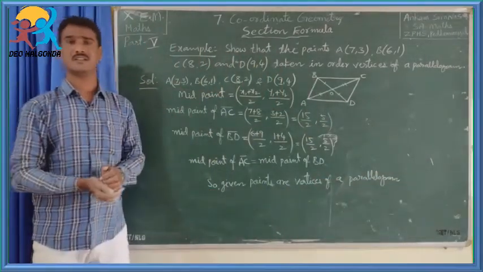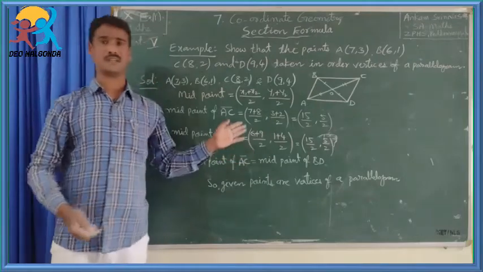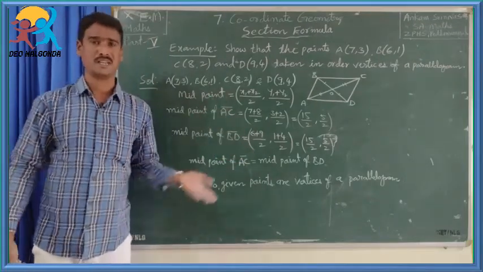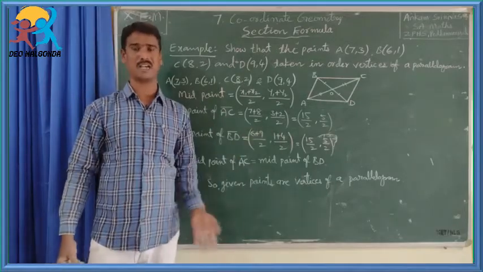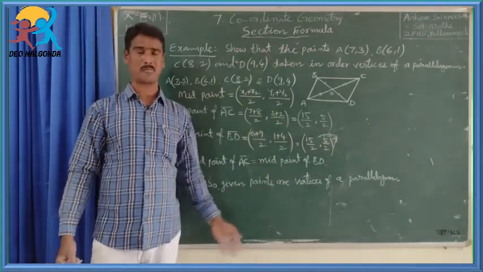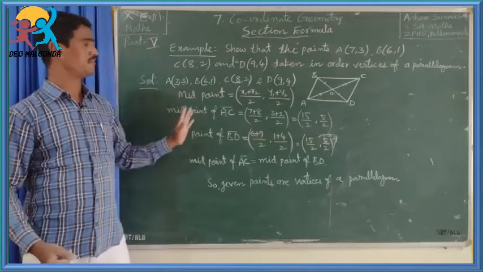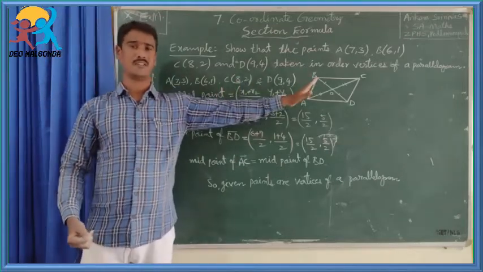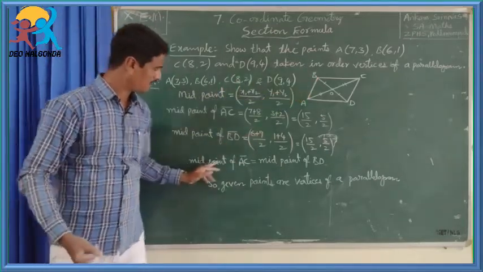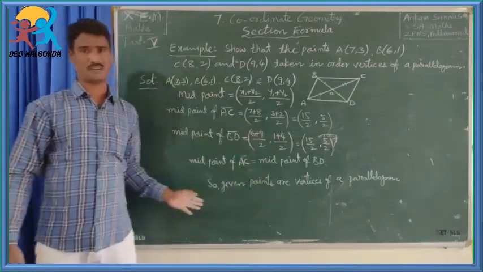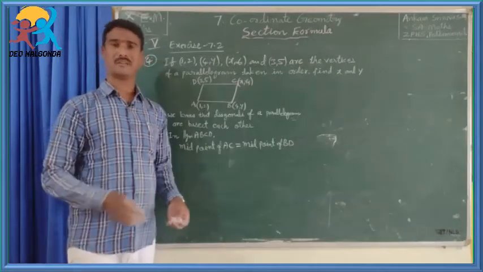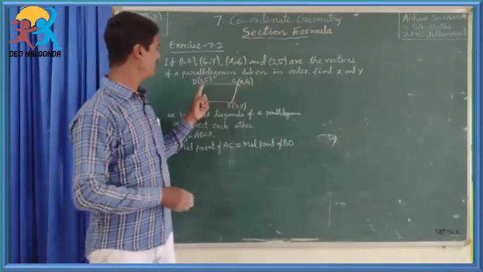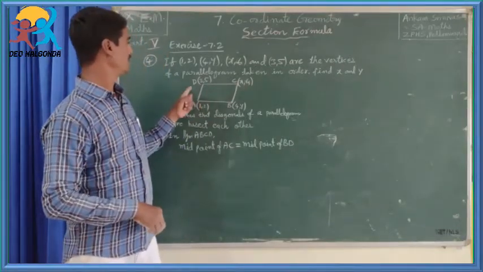Very easy, children. In the previous method, using the distance formula, we have to find the four sides of the quadrilateral, then opposite sides become equal. But in this case, simply find the midpoints of the diagonals. If they become equal, it becomes a parallelogram. Very easy. Children, another problem, depending on the midpoint formula.